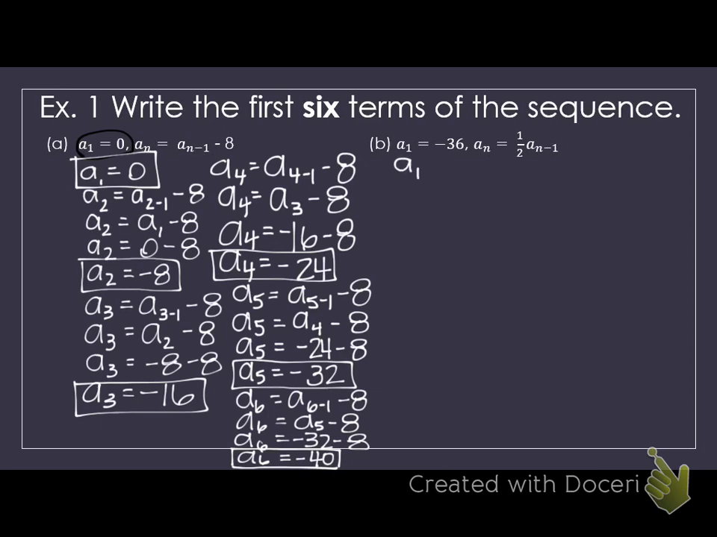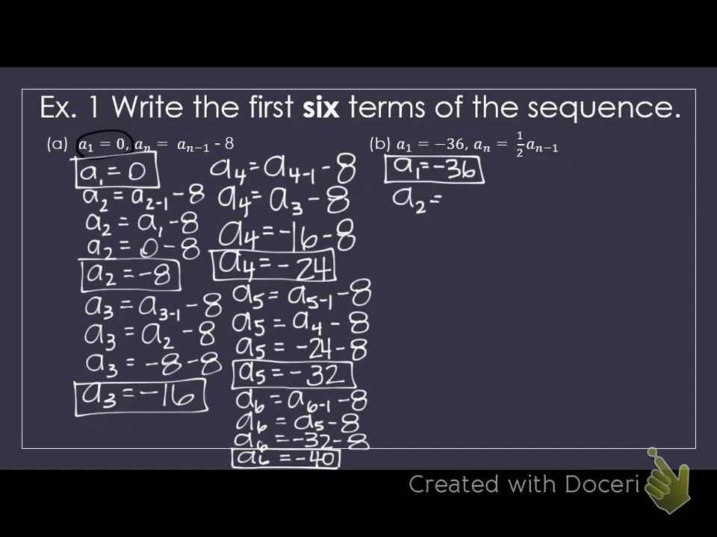What is the first term? Negative 36, all right? They gave it to us, so let's box it in. Now, this one, if we look at the rule, is it geometric or is it arithmetic? How do we know it's geometric? It's not that it's necessarily a fraction, but what are you doing with that fraction? Multiplying it, right? 1/2 times the a sub n minus 1. So 1/2 times the previous term. So this lets me know it's geometric.